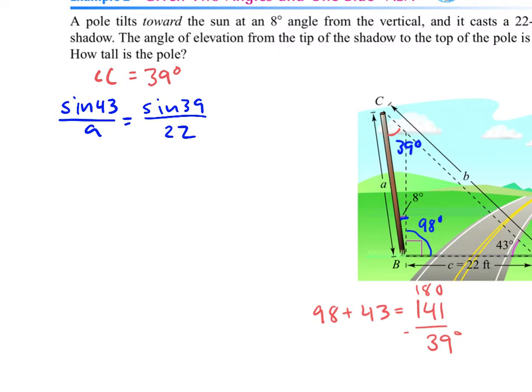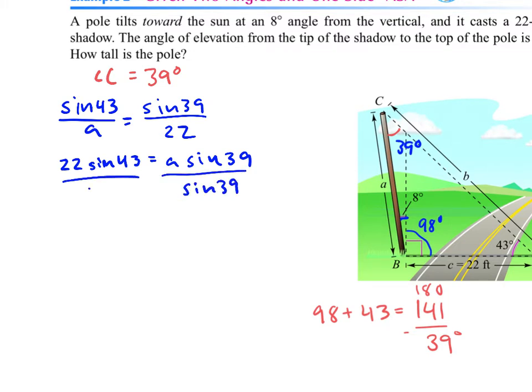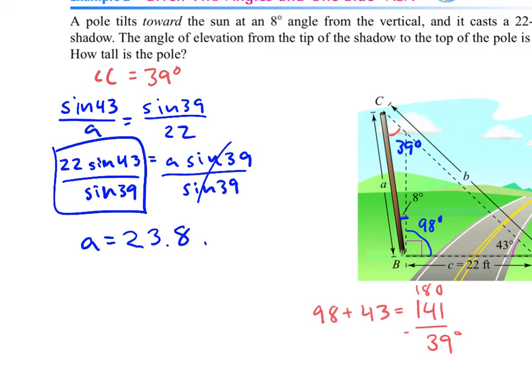Now we cross multiply to solve for A. So we get 22 times the sine of 43 is equal to A times the sine of 39. Divide both sides by sine of 39. And then we put this into our calculator. All right, so that's side A. Now we have to find side B.